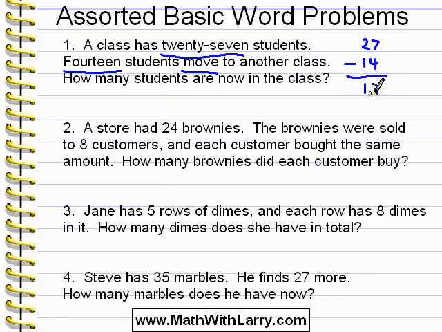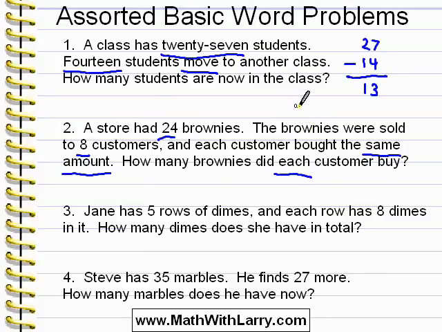Let's take a look at problem 2. A store had 24 brownies. The brownies were sold to 8 customers, and each customer bought the same amount. I'm going to immediately underline same amount because that sounds like it's going to be important. It's an equal distribution. How many brownies did each customer buy? Each is important. Well, from experience, I know that what's involved here is division.